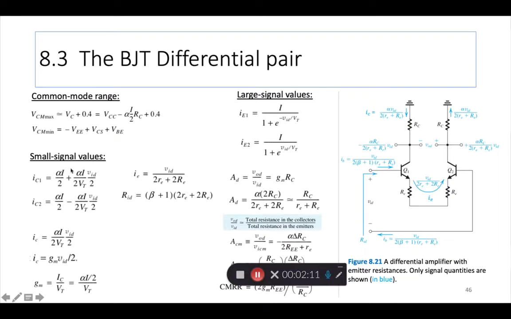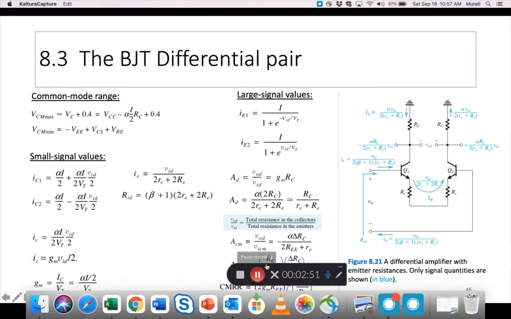Then for small signal values, there's a bunch of formulas again. I guess the important ones are these: the RID, which is the resistance looking into the circuit, is given by this formula. Then the voltage gain, VOD by VID, small signal, is GMRC, which we have seen before, same formula. But it can also be written as RC by RE plus RE, which is the total resistance in the collectors by the total resistance in the emitters.